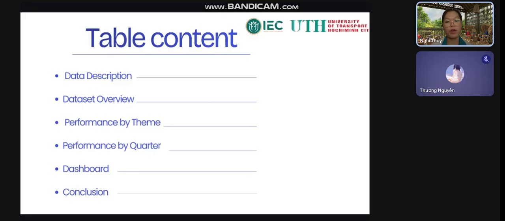First, I will describe the dataset. Then I will present a dataset overview. Next, I will analyze performance by content theme and quarter. After that, I will show the overall dashboard. Finally, I will summarize the key findings and recommendations. Let's start with the dataset.